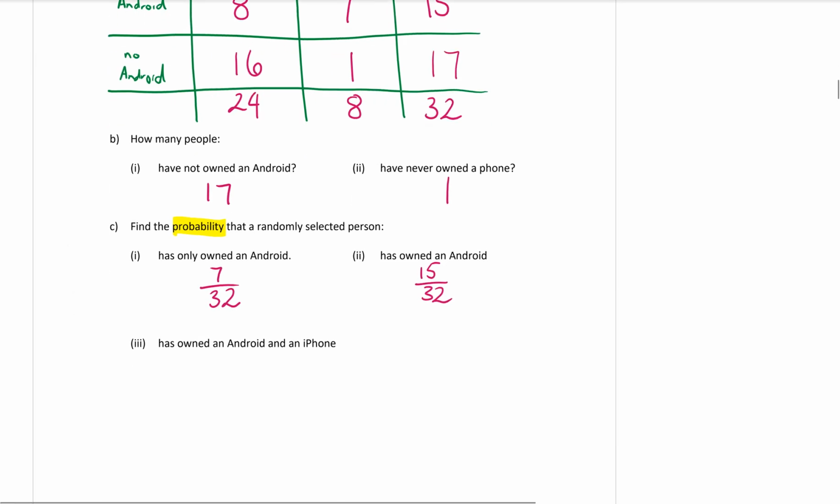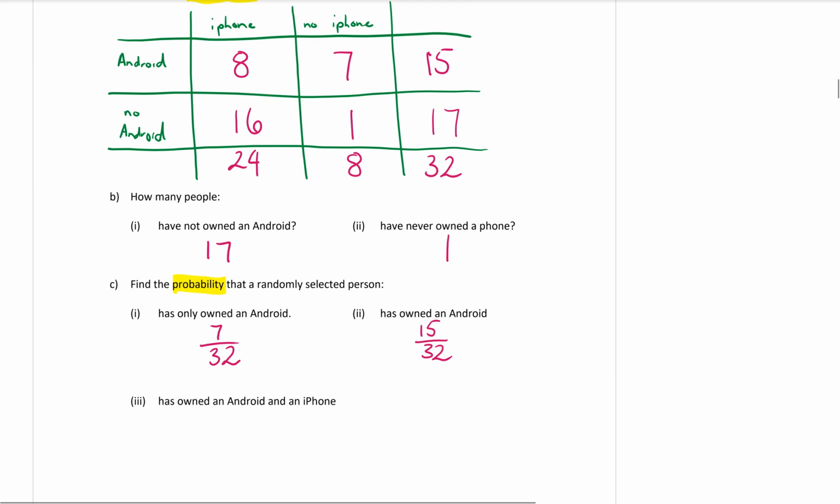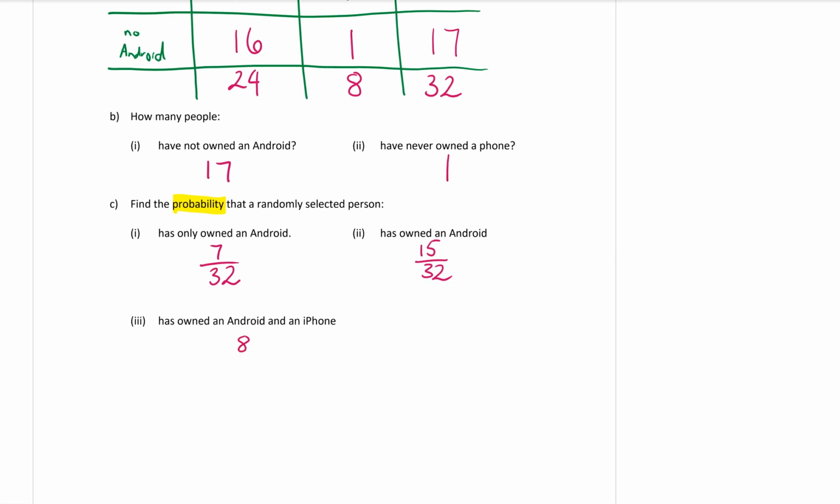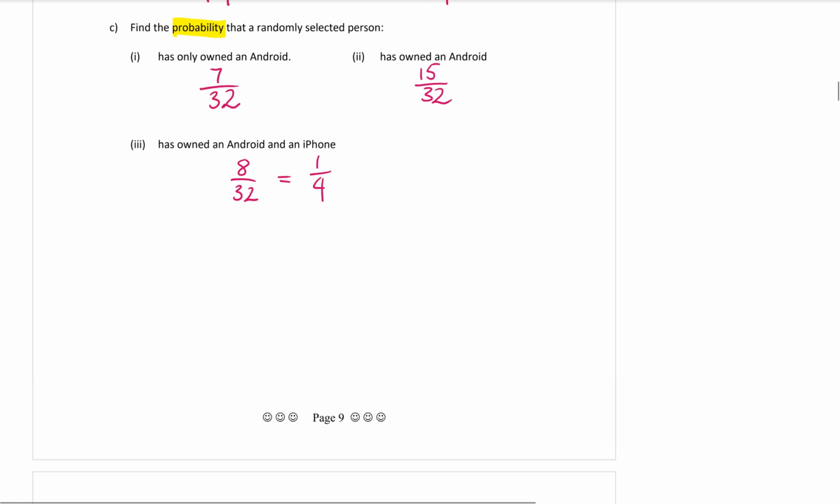And finally, part 3, find the probability that the person has owned an Android phone and an iPhone. So they have to have had both. That would be this 8 people here out of the 32, and that fraction actually does simplify in your calculator to be a quarter. Okay, so that's the end of our examples today.